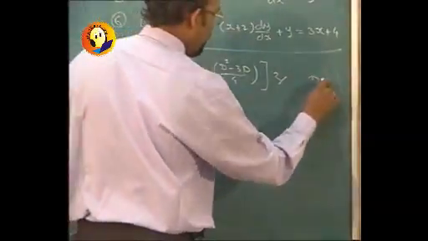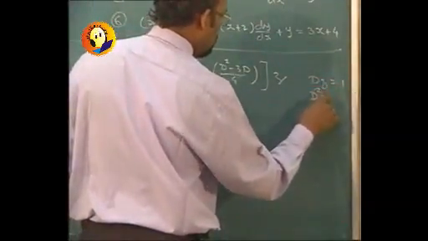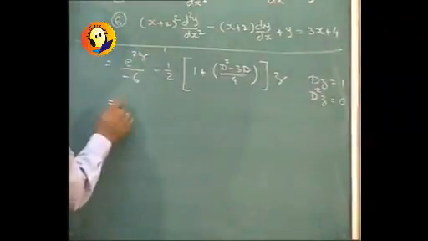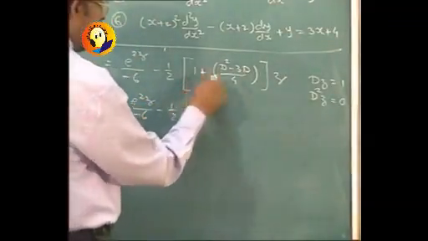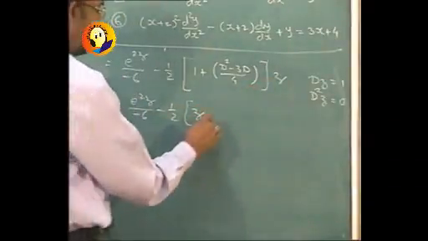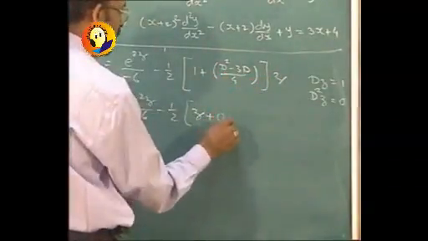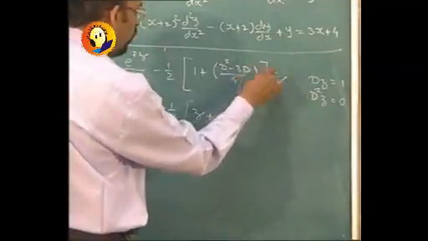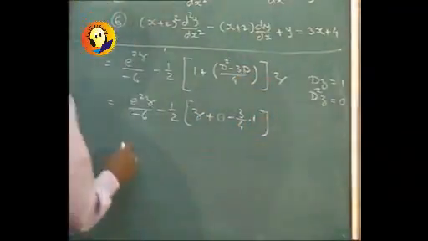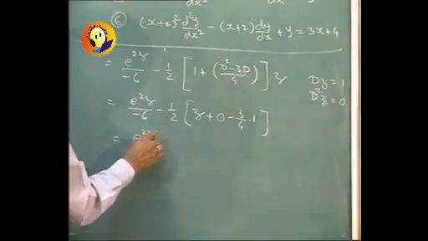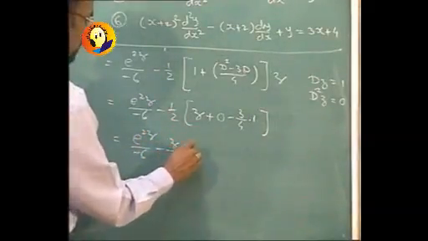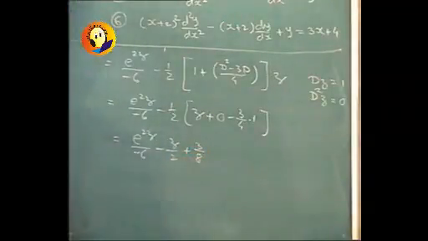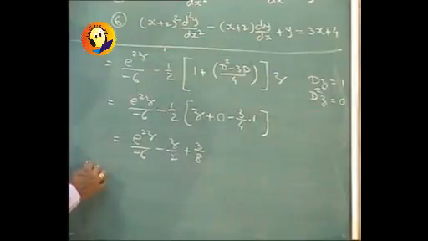Now d of z is 1, d square of z is 0. So this will be e raised to 2z upon minus 6 minus half into bracket. When 1 operates on z, it is z, plus d square operating on z is 0, minus 3 by 4 d operating on z is 1. Ultimately the answer comes out to be e raised to 2z upon minus 6 minus z by 2 plus 3 by 8, which is PI. And y equal to CF plus PI will be the required answer.